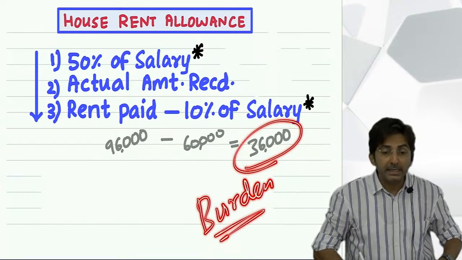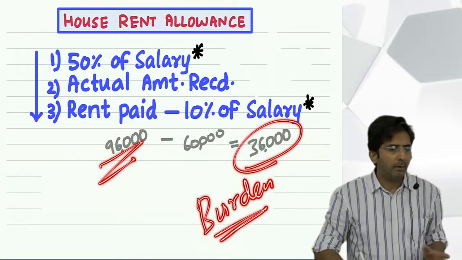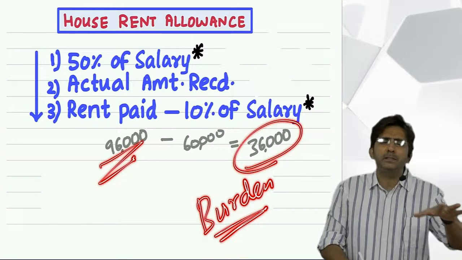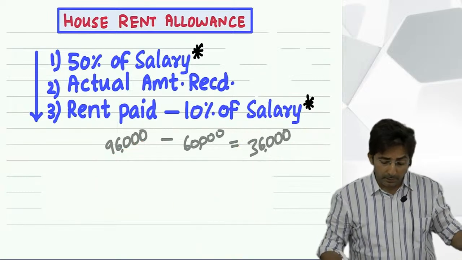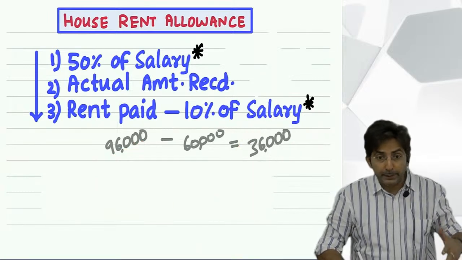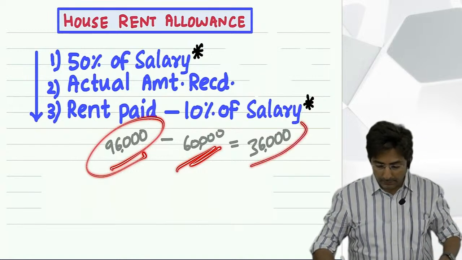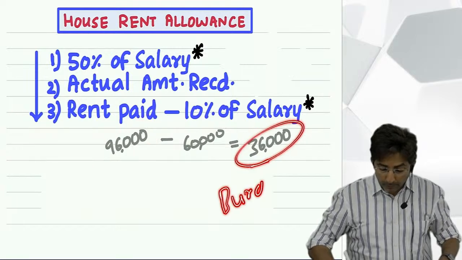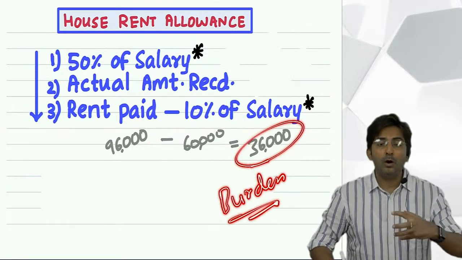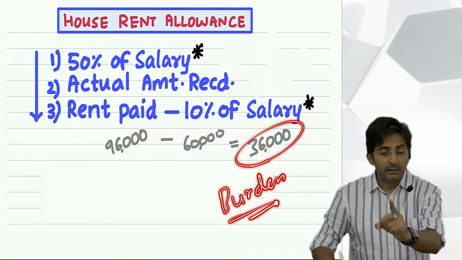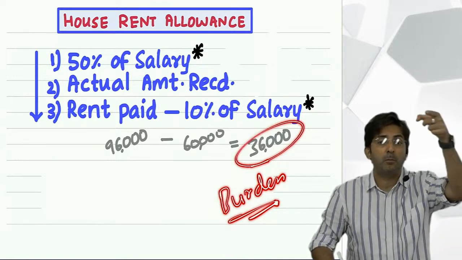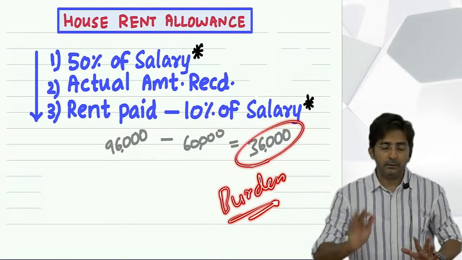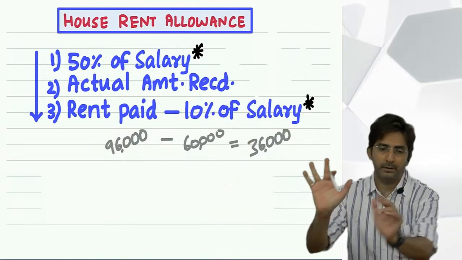See, you should not say 96,000 is full burden. Why? A little bit of amount, if you have to spend, is not a burden. And little bit means what? 60,000. But over and above 60,000, if you have to pay 96, then 36,000 becomes your burden. And if your burden is 36,000, you know what government feels? You should get a support of 36,000 from the boss. See, you need support when there is a burden.